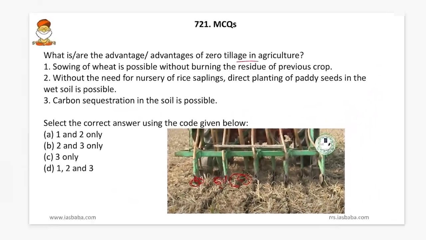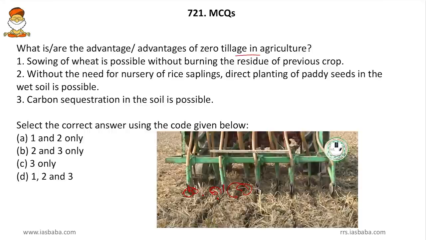So friends, now coming to the options, sowing of wheat is possible without burning the residue of previous crop. Here we are not burning and we are allowing it to decay itself. So this can be a formidable option. Then without the need for nursery of rice saplings, direct plantation of paddy seeds in the wet soil is possible. If you do the same zero tillage in a wet paddy field, then we can sow the paddies straight away into the fields. So even the second can be a formidable option.